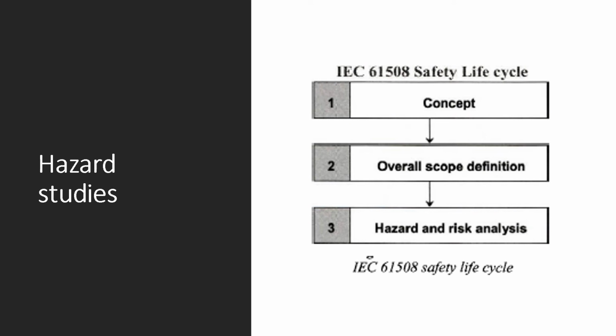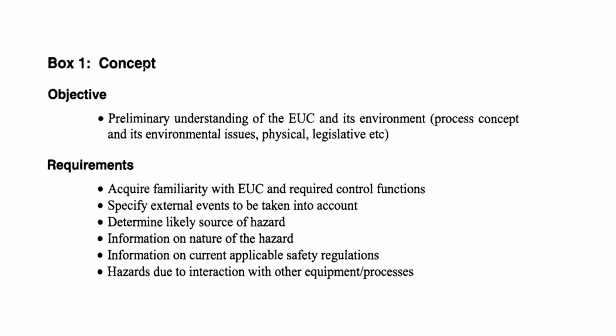In box 1 we have concept, and the objective is preliminary understanding of the EUC and its environment. In requirement we have: acquire familiarity with EUC and required control function, specify external events, determine likely sources, information of nature, information of current applicable safety regulation, and hazard due to interaction with other equipment and process.